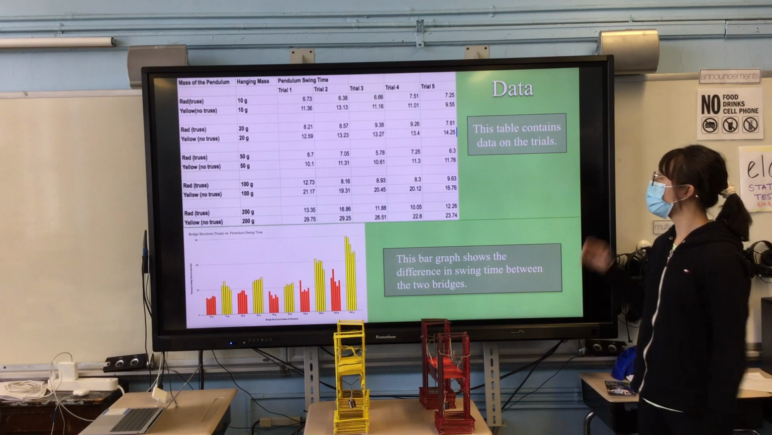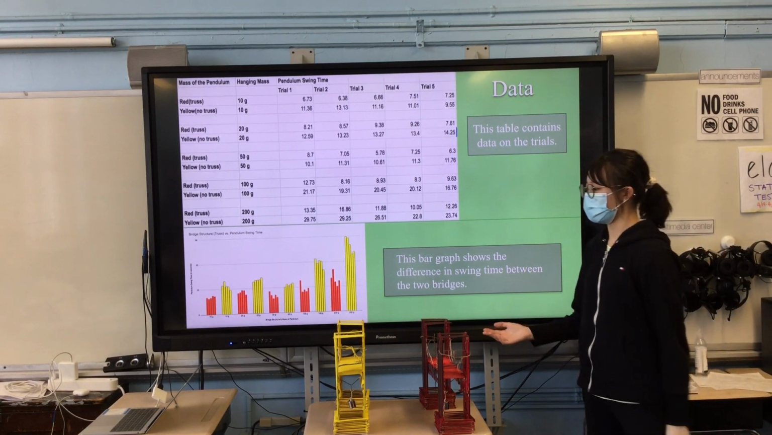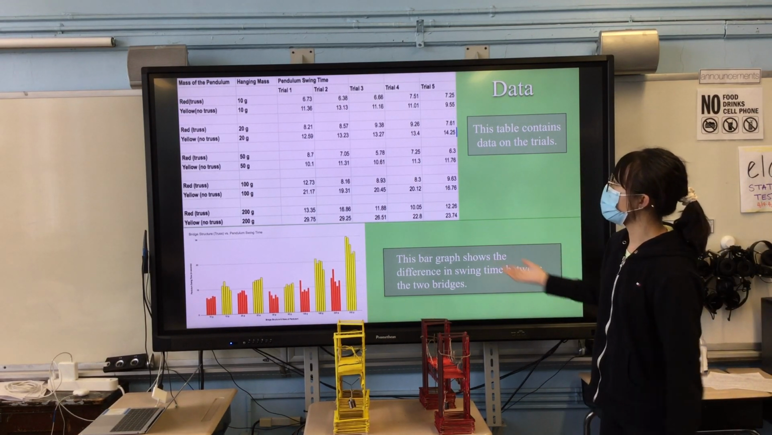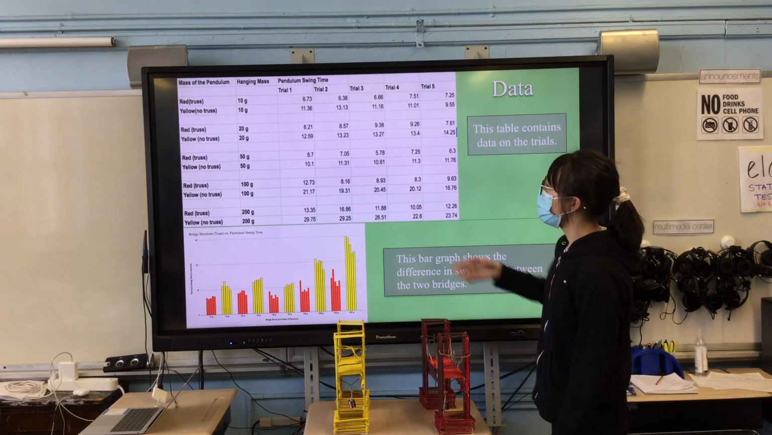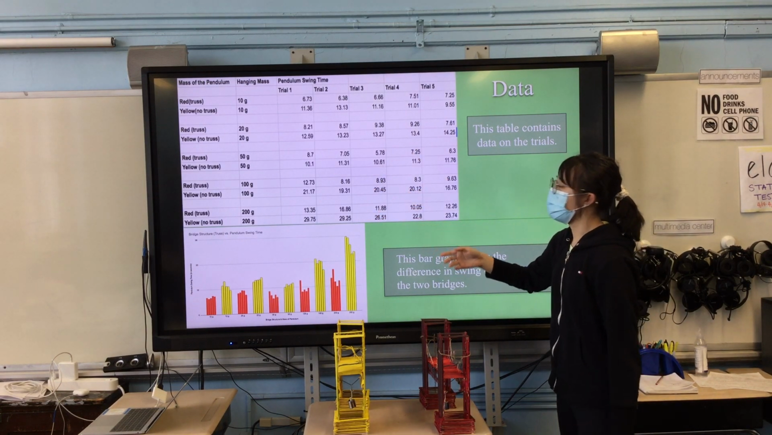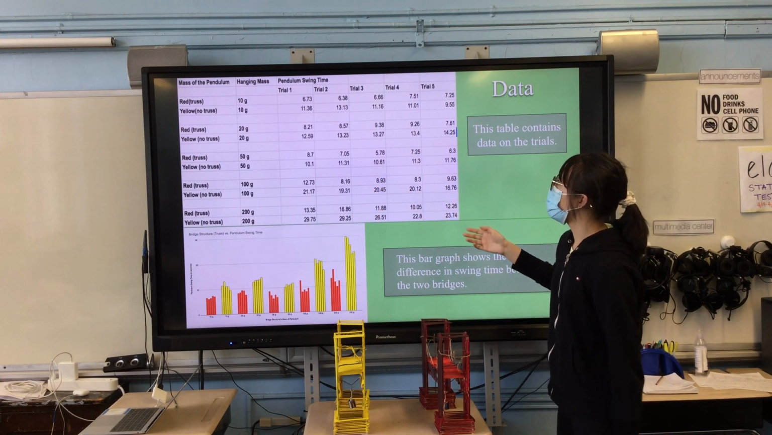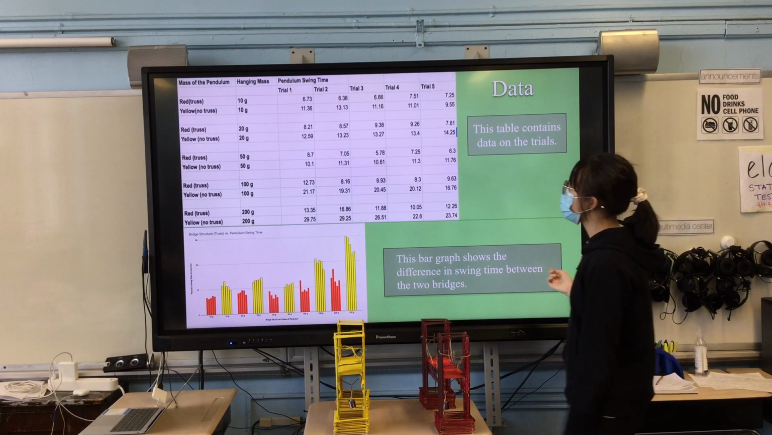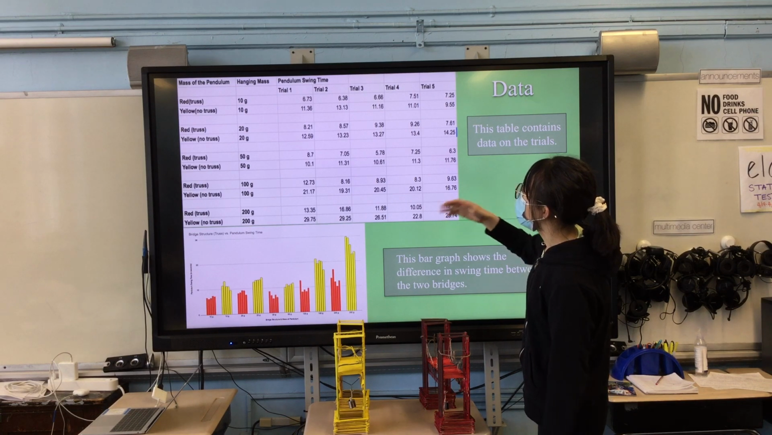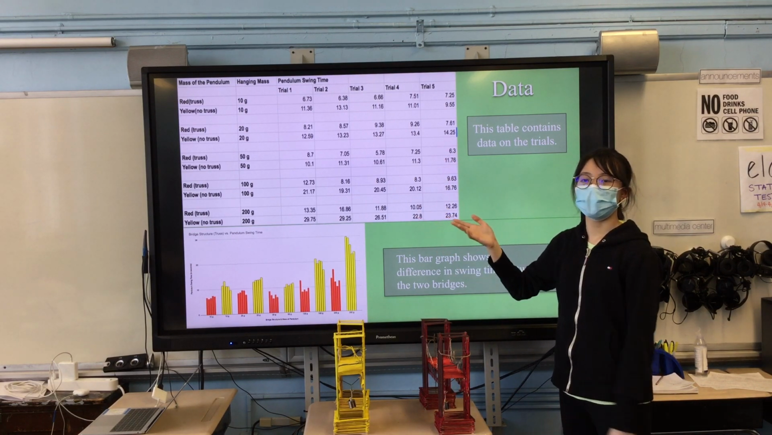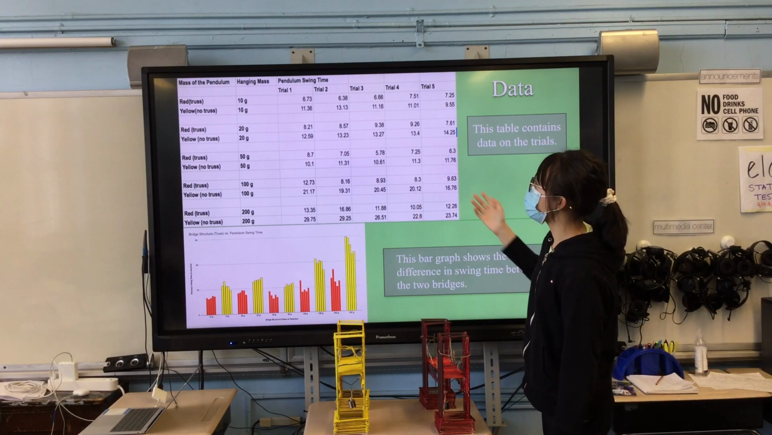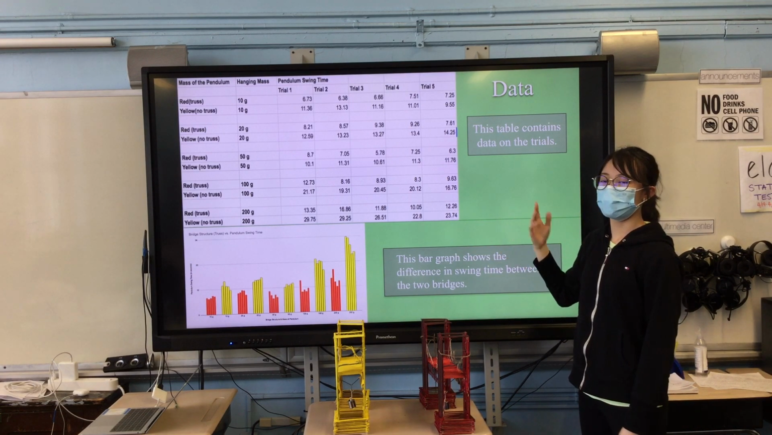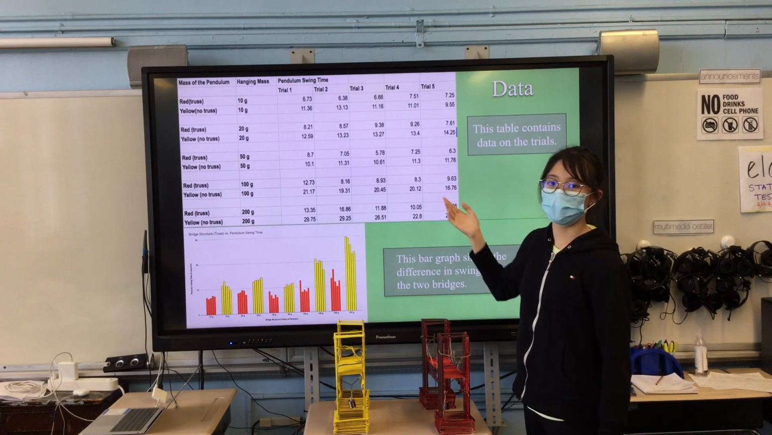This is the data we collected from swinging the pendulum. So in this table over here, we recorded the two bridges and the weights, as well as the swing time for each trial. So as you can see, the yellow bridge, which had no truss, had consistently longer swing time than the bridge with a truss.